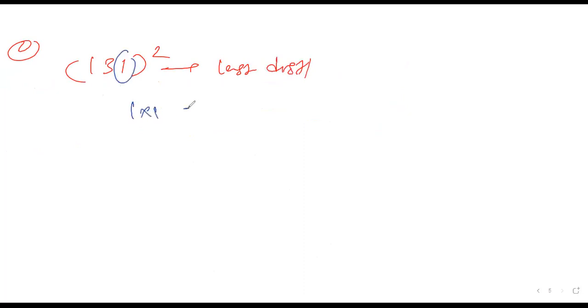Let us take one more question. 131 squared. What is the last digit? It is simple: 1 into 1 is 1 only. The last digit is 1. Let us take another question: 135 squared. What is the answer?